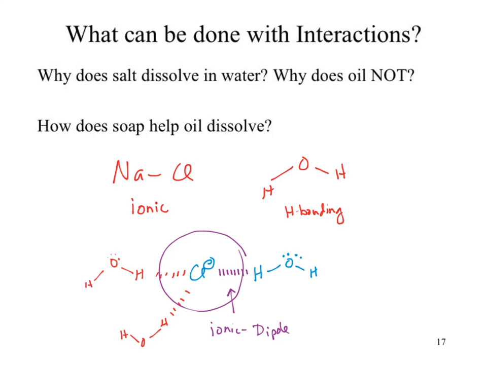Oxygen is taking the electrons away from the hydrogen, making that hydrogen positive, which can interact with the chlorine. That's it. But we're not making or breaking bonds. So don't push it to that extreme. Sodium chloride is solid. How do you get enough water around it to break it?